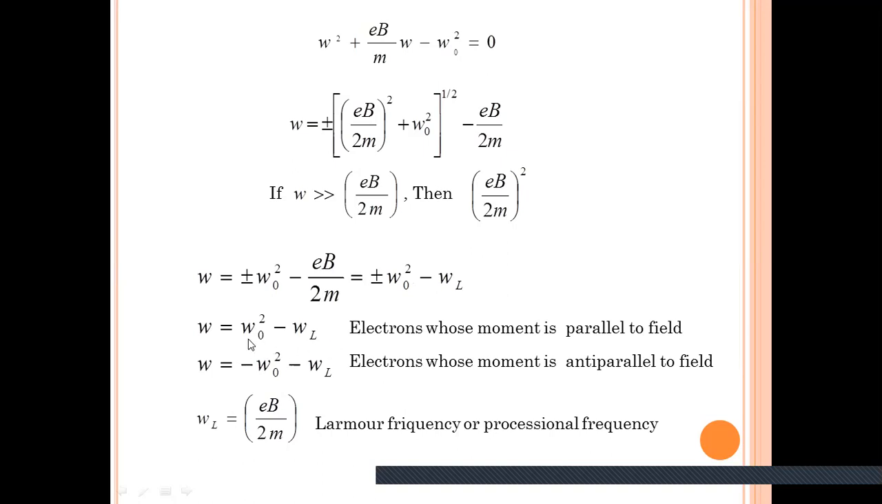If omega is positive, then the electron's moment is parallel to the external field. In this case, omega equals omega 0 minus omega L. And if the electron's moment is anti-parallel to the external magnetic field, then omega will be minus omega 0 minus omega L. Here omega L means the Larmor frequency.